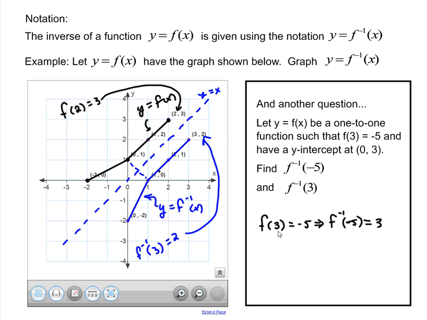How about f inverse of 3? Well, we know that if it has a y-intercept at (0, 3), it indicates that f of 0 is equal to 3. That's our function notation. So what does that imply? Well, very simply, that f inverse of 3 must equal 0. There we go.